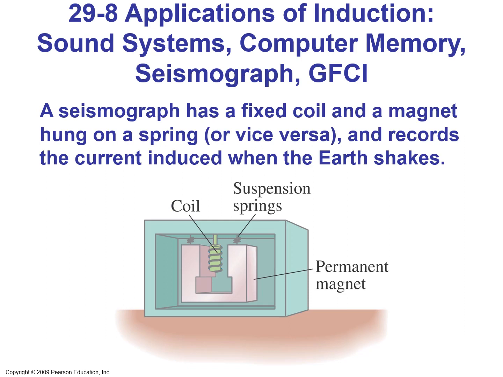A seismograph has a fixed coil and a magnet hung on a spring, or vice versa. This records the current induced when the earth shakes. So here is a depiction of the seismograph. We have a suspension spring holding the coil, and we have a permanent magnet. As the earth is shaking, we will have induced current inside this coil.